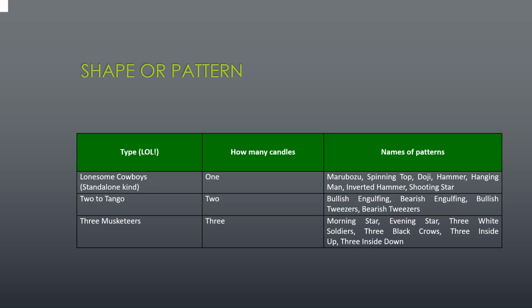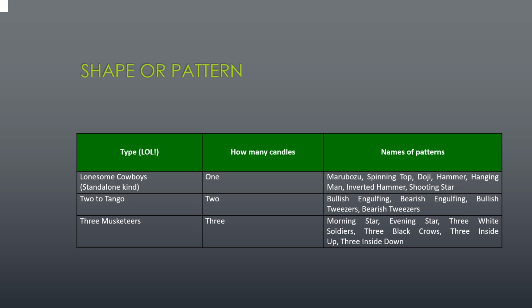Now, this little chart up here, I didn't make up. I actually took it off of one of the websites. And I don't call them lonesome candles, 2 for tango or 3 musketeers. They're singles, doubles, and triples. It's how many candles are used to make up those patterns. So we've talked about the MARUBOZU, the spinning top, the doji, the hammer. Those are single standalone candles.